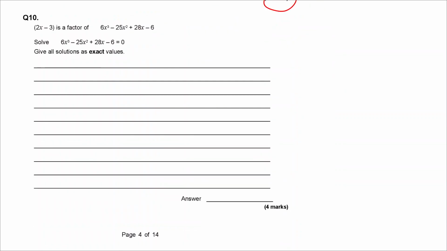Right, question number 10 is here. We've got this. 2x minus 3 is a factor of this polynomial. Solve this, so I've got to divide this into this and give all solutions as exact values. Because it's asking for exact values, this means there's going to be some sort of square roots in the answer, which means the quadratic won't factorise. So at some point, and it will make sense later, I've got to use the quadratic formula, which is given by this here. Okay, so I've got to use this quadratic formula at some point in the question. We'll come on to that bit in a second.